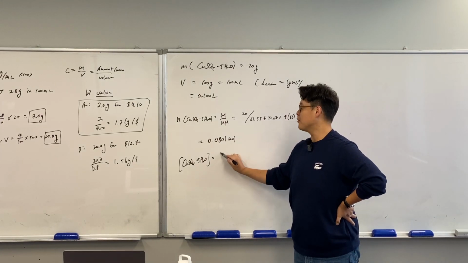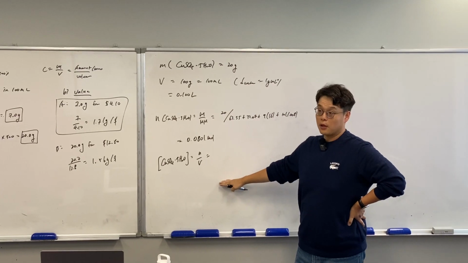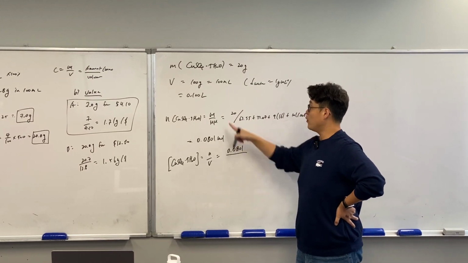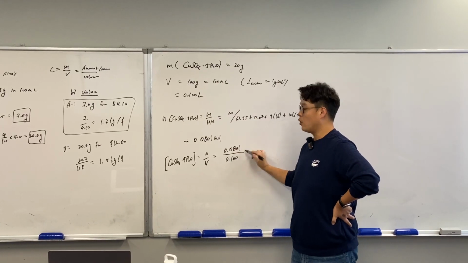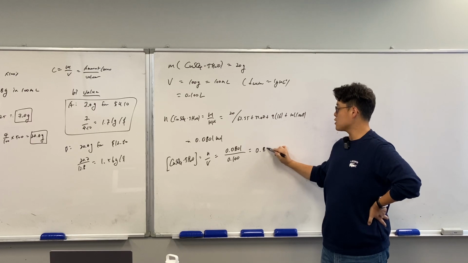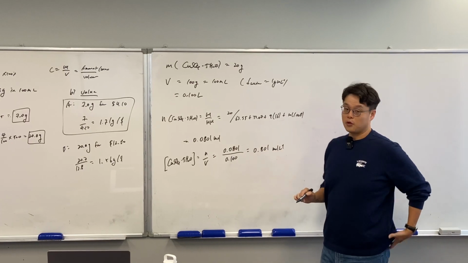Moles over volume, so n over V. Make sure you show that. This whole set is included in your marking criteria too. So n, we found that 0.0801, divided by volume, 0.100. Then just divide those, and you get 0.801 in 3 significant figures, mole per liter, for the final answer.